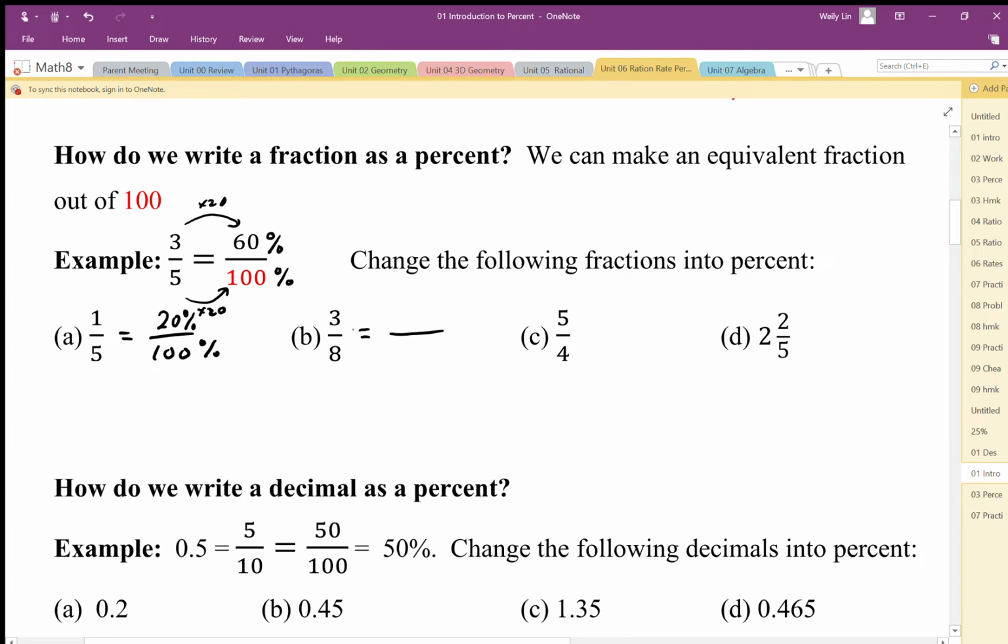Here I'm going to multiply my multiplier to get 100, which is going to be 12.5. So I'm going to do the same thing here, times 12.5. I end up with 37.5%. Now, another way we can do this is we can convert it to a decimal.